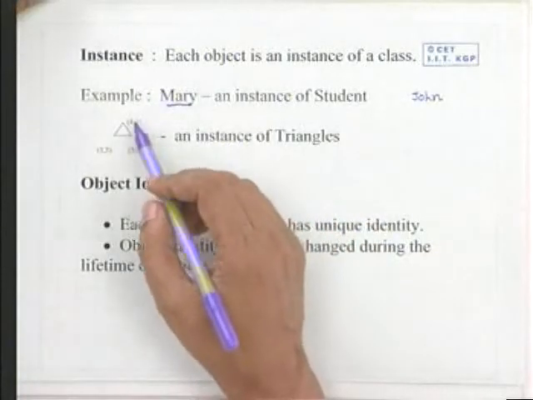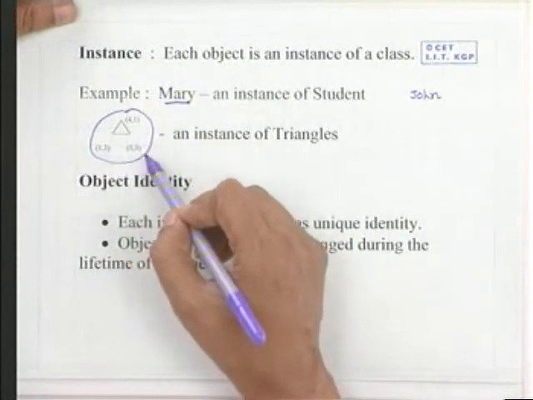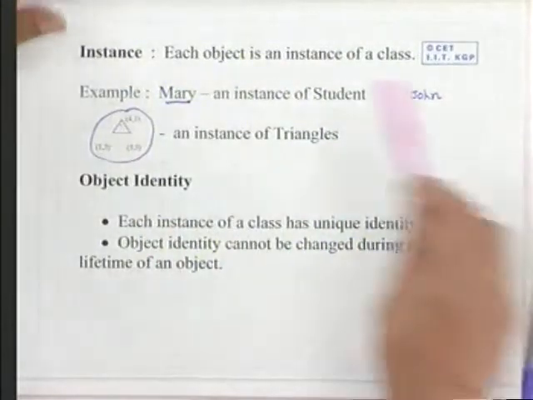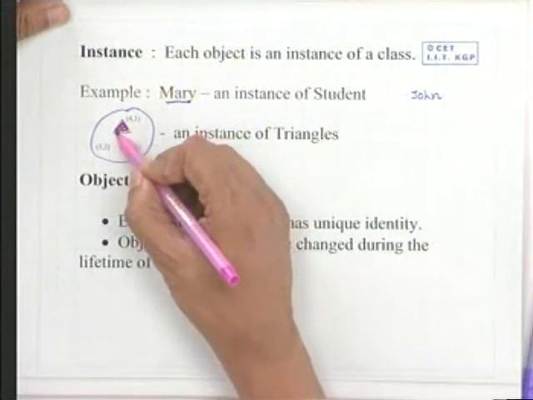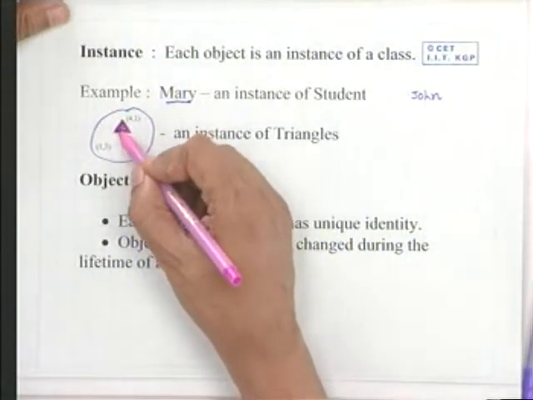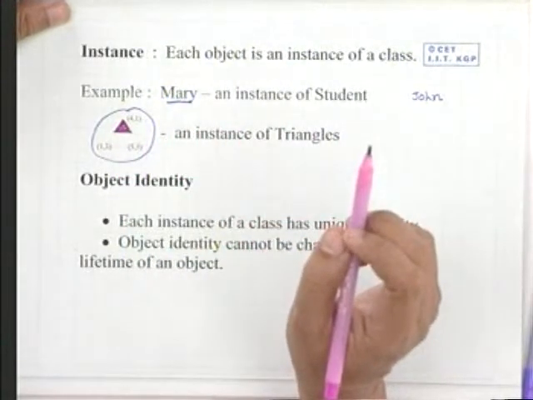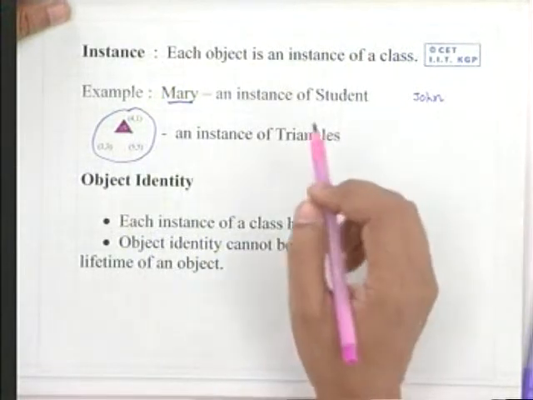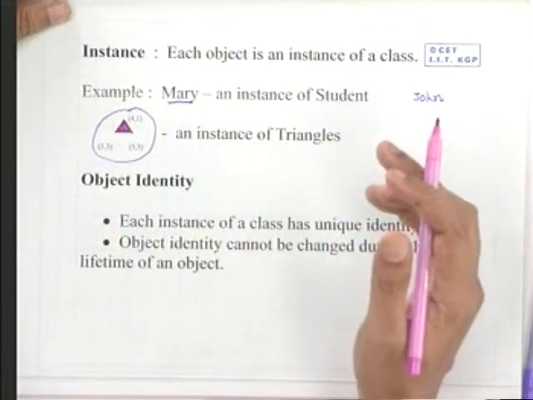Now, if you look at the triangle, for instance, this triangle we have drawn with the vertices 4, 1, 1, 3, and 5, 3 is an instance of triangle. We can color it with a set color, say, this pink color. So this triangle has a color pink, and the coordinates of this triangle are 4, 1, 1, 3, and 5, 3. We can perform operations on this triangle, such as we can move it and we can rotate it.